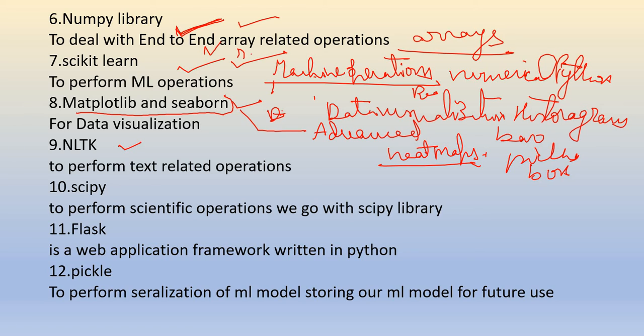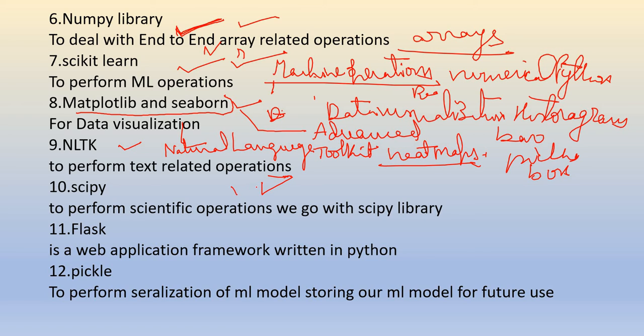NLTK stands for Natural Language Toolkit. So natural language processing operations can be done with this. To work with natural language relevant operations like text processing, stemming, and various kinds of operations, identifying the repeating words, stop words, etc., we are going to use this NLTK.